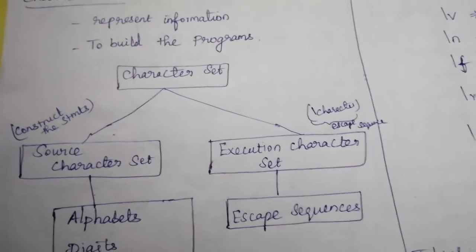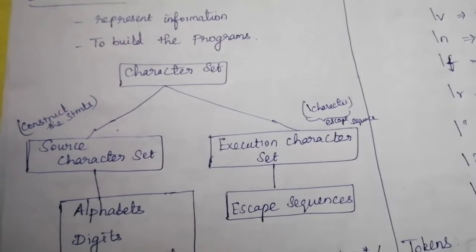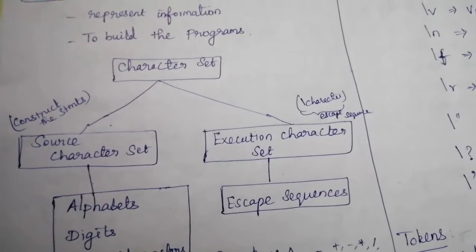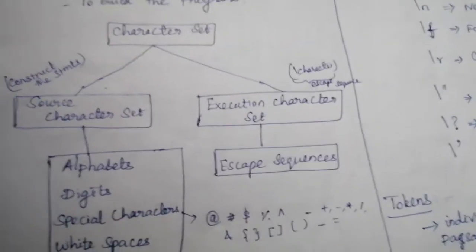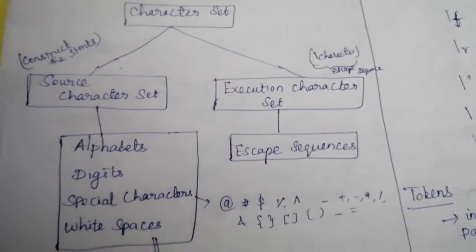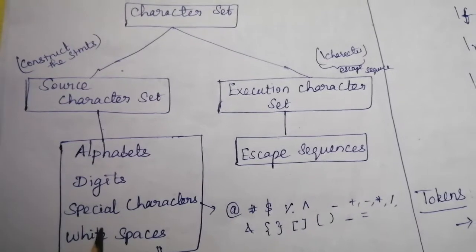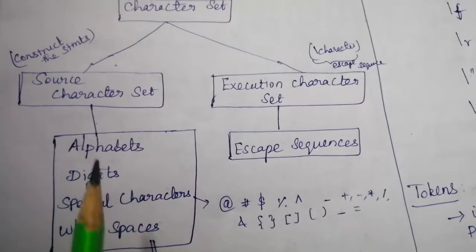Source character set is used to construct the statements in the C program. Here statements can otherwise be known as instructions. We can construct the instructions with the help of these four types: alphabets, digits, special characters, and white spaces.